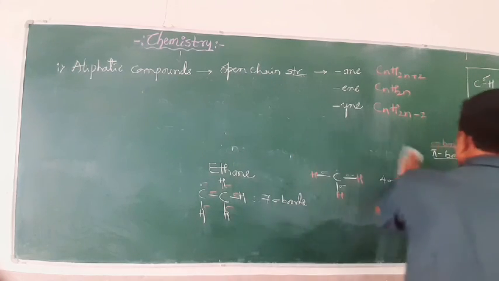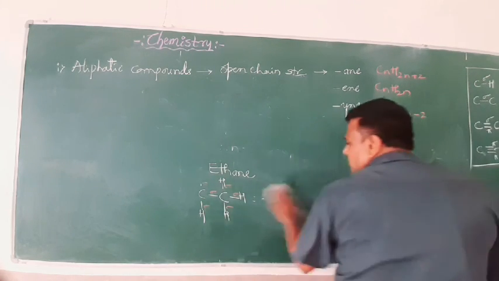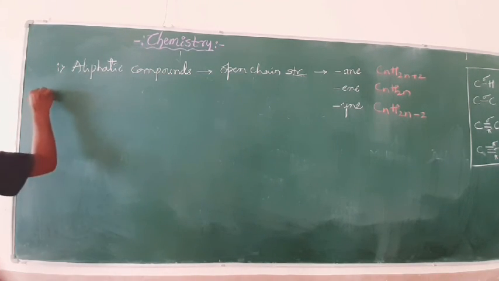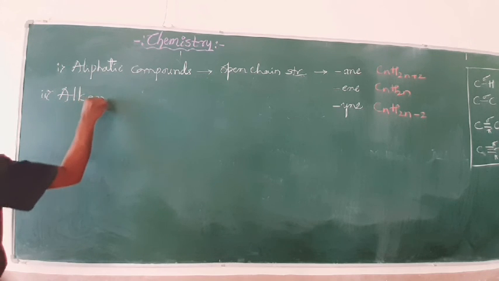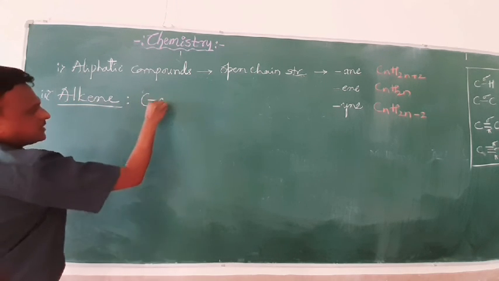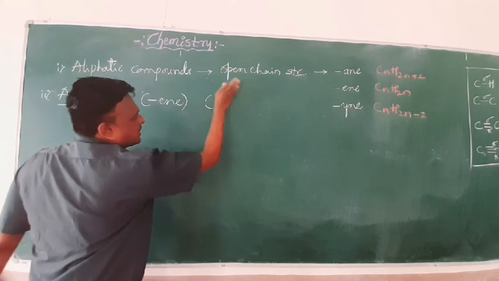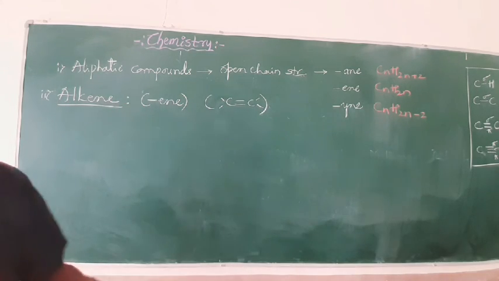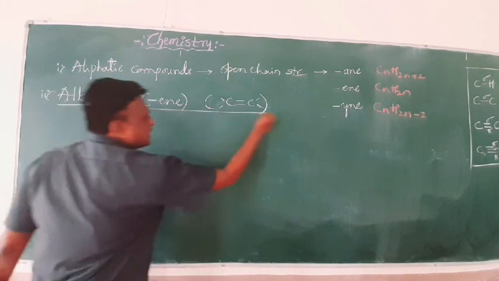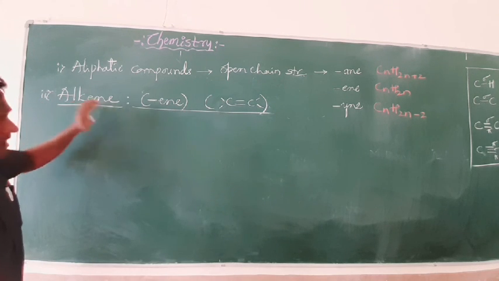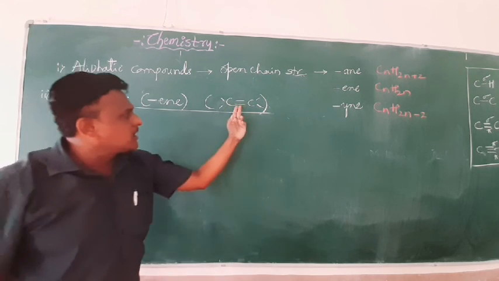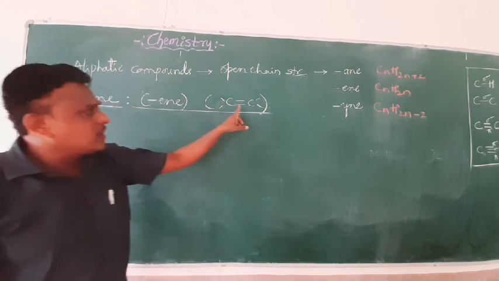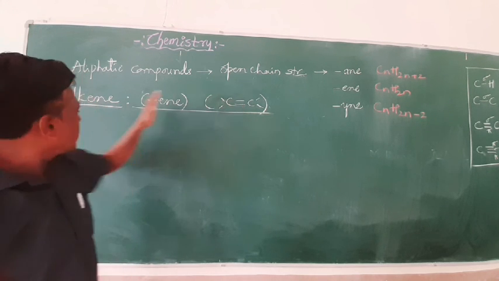What are alkenes? We already know alkenes. The shortcut is ENE. Today we have alkene, shortcut ENE, symbol: carbon-carbon double bond. Sir, what are alkenes? How can we define alkenes? Alkenes are the organic compounds involving a carbon-carbon double bond.